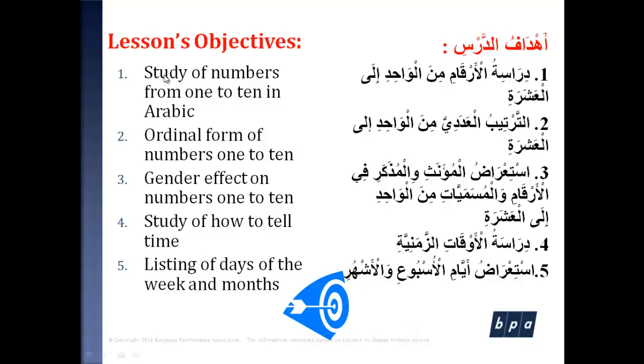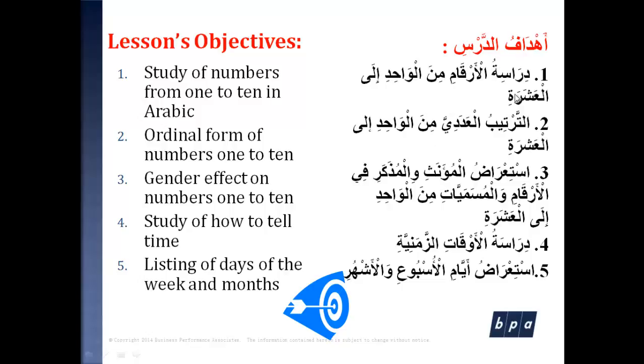Lesson's objective: study of numbers from 1 to 10 in Arabic, an overview of the ordinal form of numbers 1 to 10, the gender effect on numbers 1 to 10, study of how to tell time, and listing of days of the week and months.